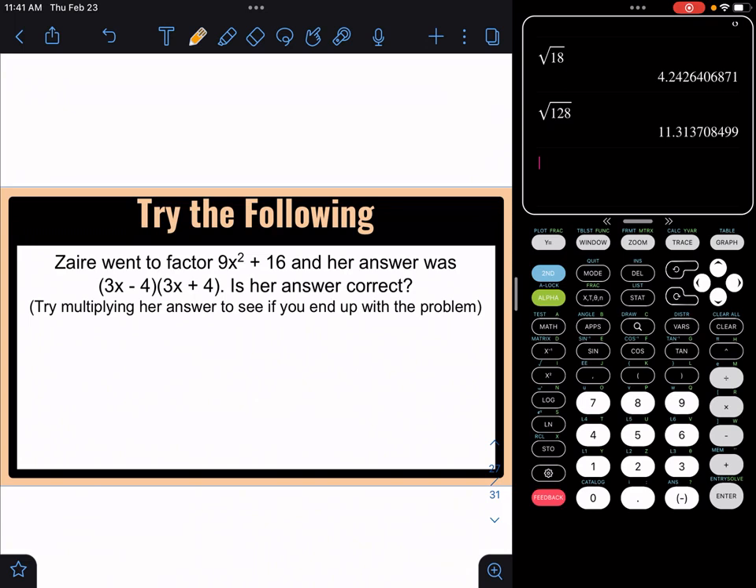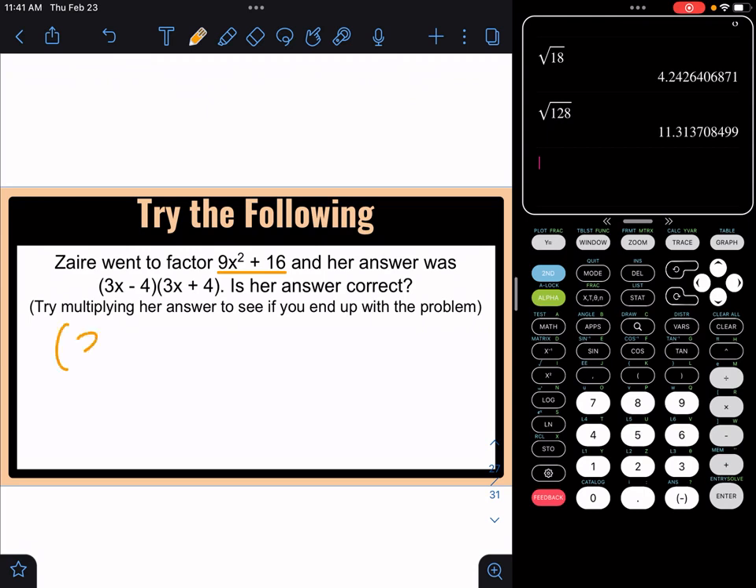And let's try factoring this last problem. This might not be our last problem. Let's try this. Zaire went to factor 9x squared plus 16, and her answer was 3x minus 4 and 3x plus 4. Is her answer correct?